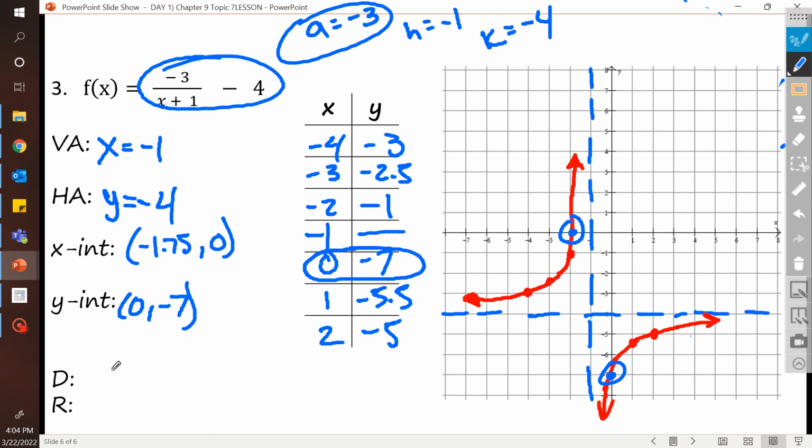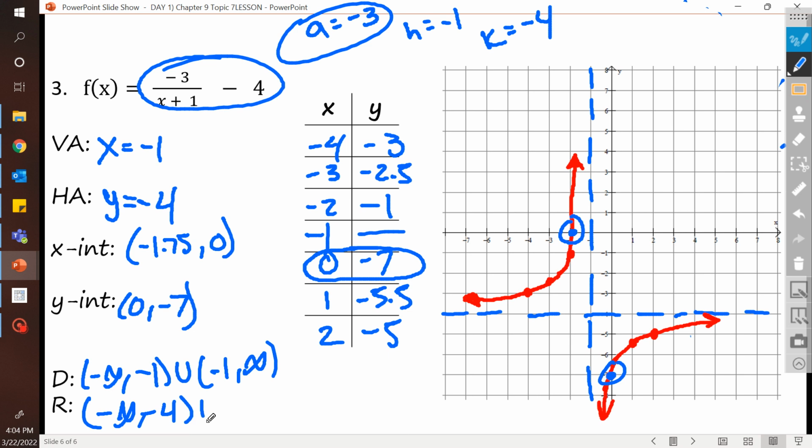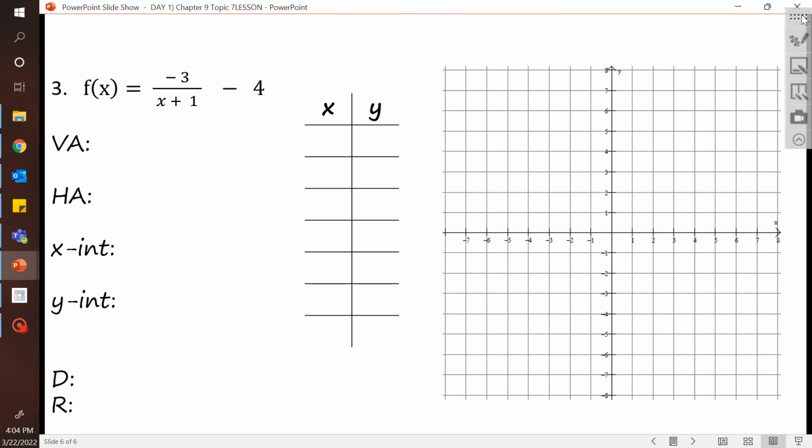The domain is everything except for the vertical asymptote. So from -infinity to -1, and then the other side of the vertical asymptote from -1 to infinity. The range is everything except for the horizontal asymptote. So from -infinity up to the asymptote at -4, and then from -4 to infinity, from the asymptote up to infinity. All right, so this is how we graph rational functions here.